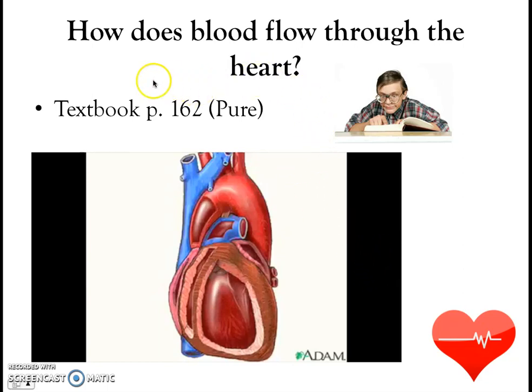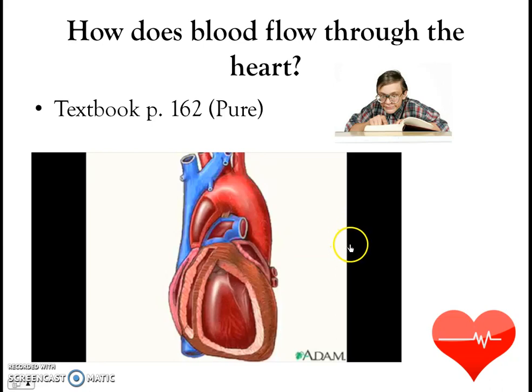Now you can find that in your textbook on page 162 for pure bio students. And you must go and read this page in the textbook before watching this video. So putting that textbook page together with this video will give you a very strong understanding of how blood passes through the heart. And the outcome at the end of this is that you need to be able to describe, in accurate biological detail, how blood moves through the heart.